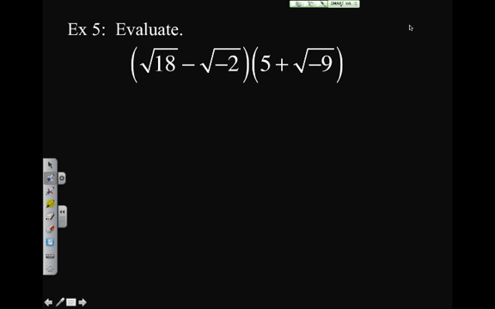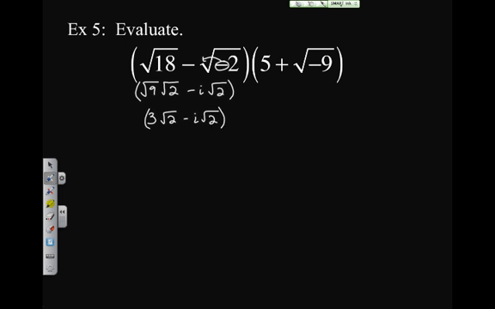So what happens when we see a problem like this? Well, the first thing we want to do is simplify. So even though we haven't talked about it in this section, we can break up this 18 into a 9 and a 2. And then in this one, notice we're going to take out the i. So minus i square root of 2. And then let's go ahead and simplify this. 3 square root of 2 minus i square root of 2.